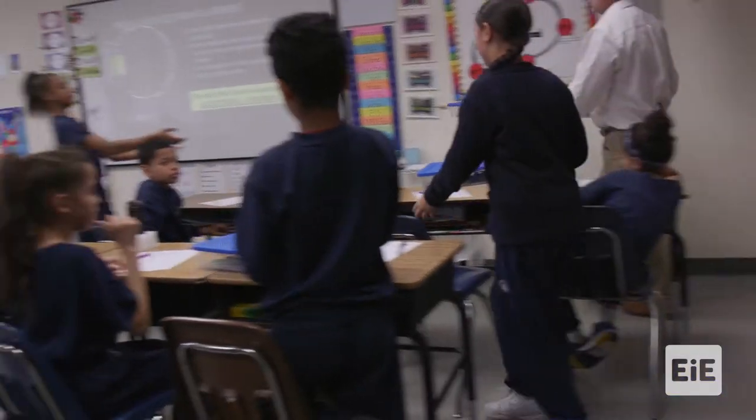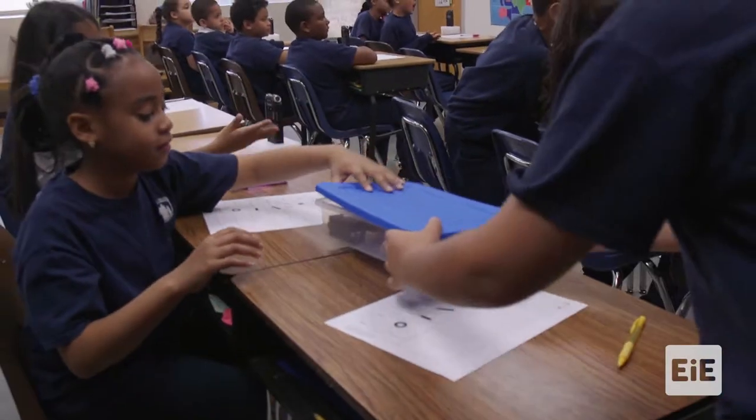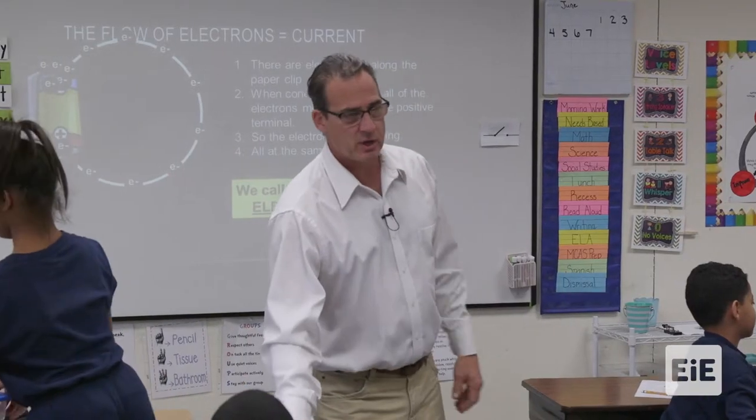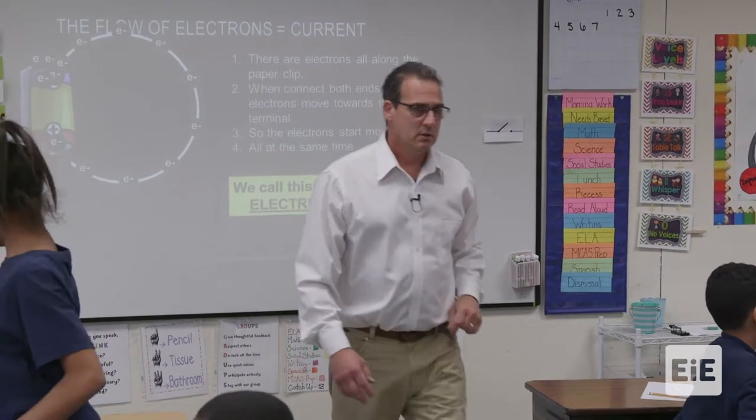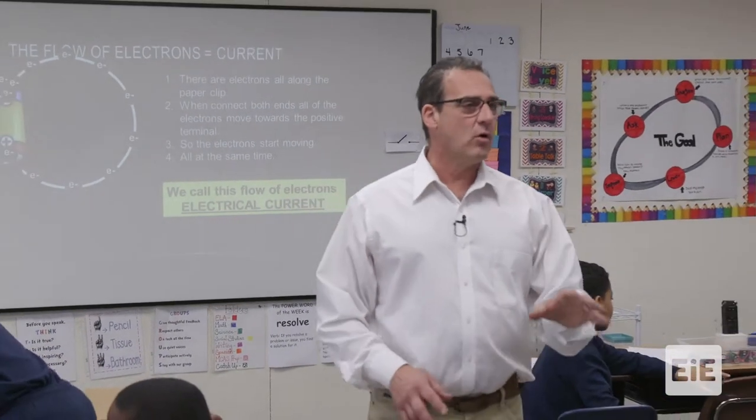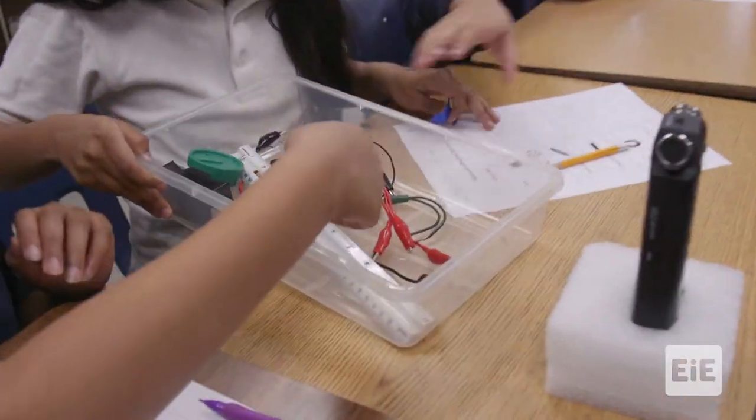Here you go. So the material we need is what for this little mini experiment? What materials do we need? Battery and paper clip. So you have a whole bunch of gizmos in your box. Keep it simple, keep it elegant.